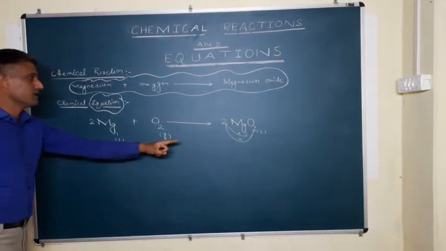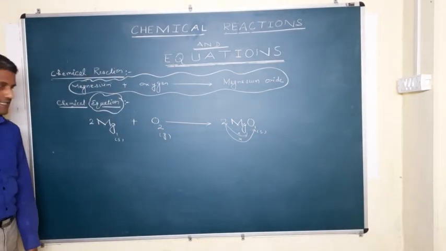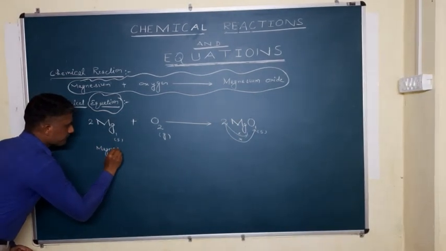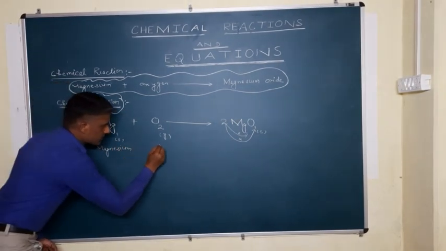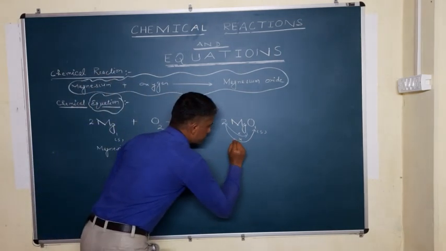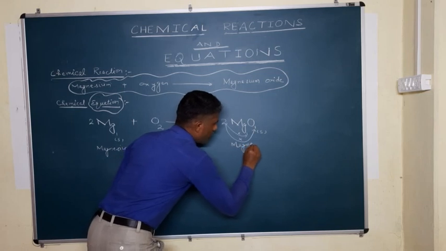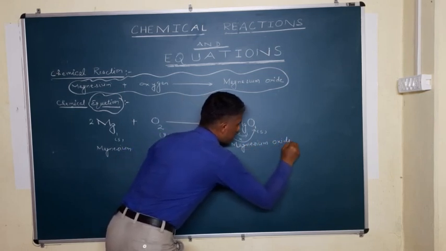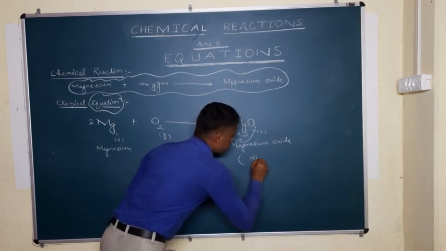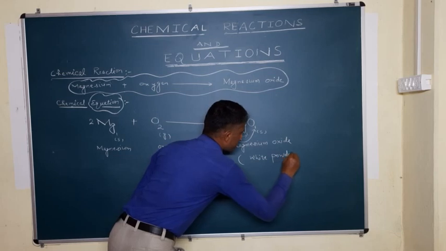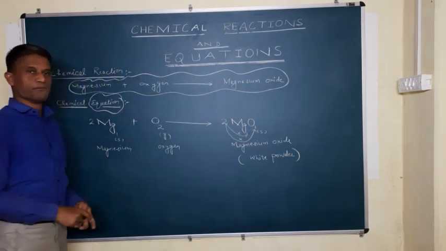Now this chemical equation is a balanced chemical equation, and you can put the name here. This is magnesium, this is oxygen, and this is magnesium oxide. It is white powder. So that kind of a symbolic representation.